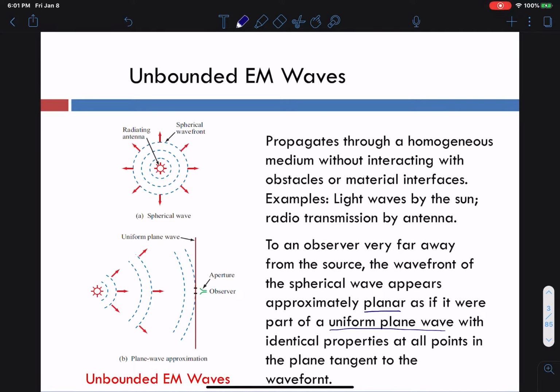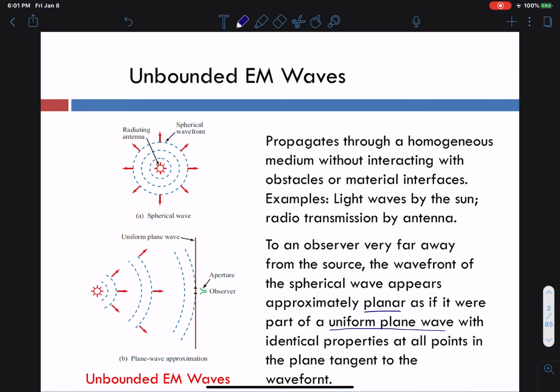So what is the unbounded wave? Wave propagates through a homogeneous medium without interfering with obstacles or materials, like your wave coming from the sun, or your antenna radiating the wave. Those go through the media without interference, right? That is the unbounded wave.